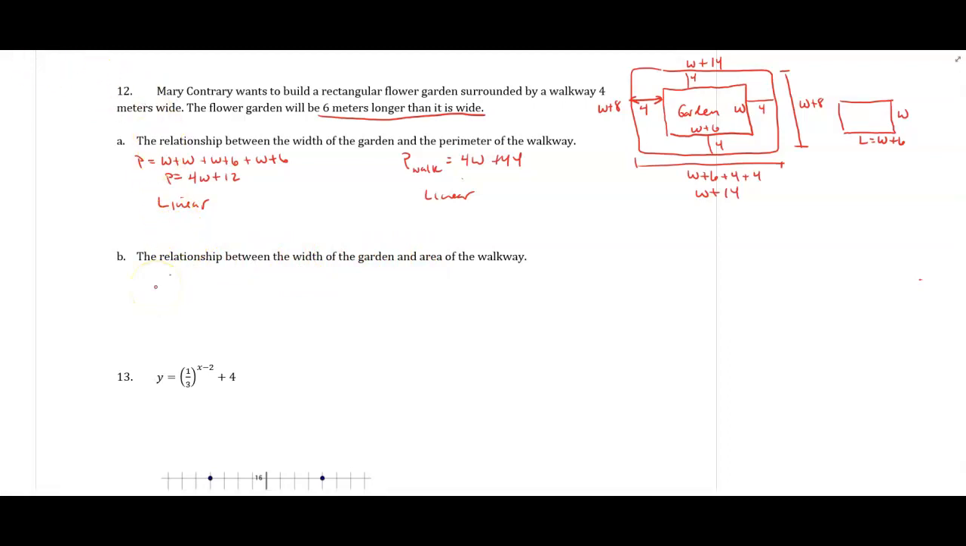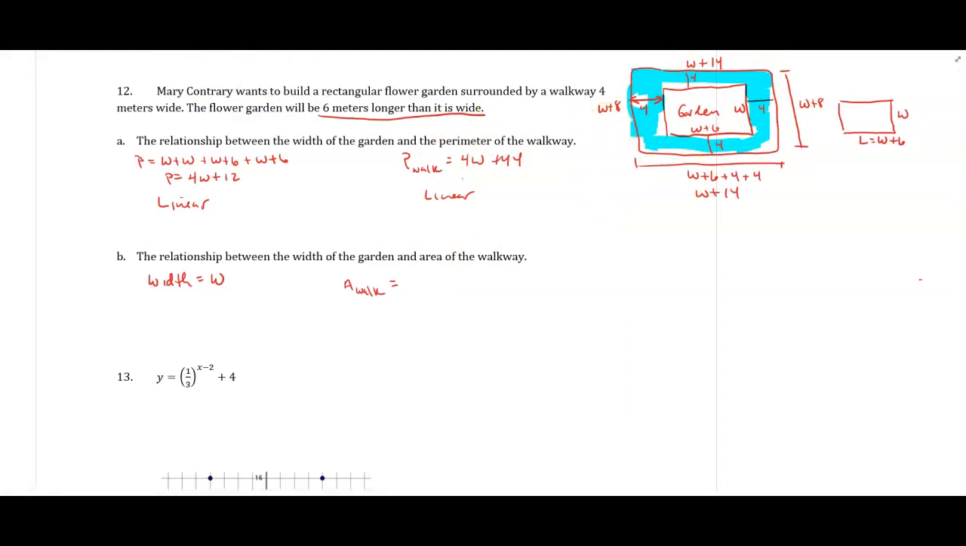Well, what is the width of the garden? The width of the garden, we said, is W. Now, the area of the walkway. This is the tough one, right? If this represents the walkway, what I basically have to do is find the area of the entire rectangle.